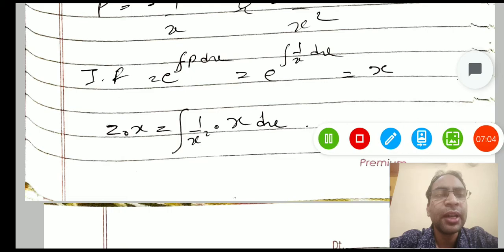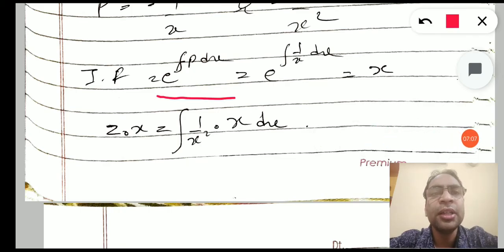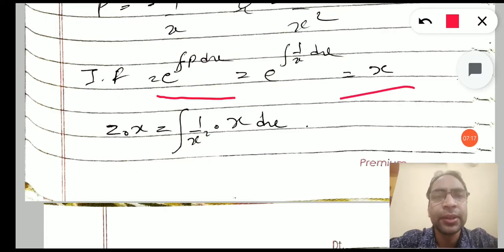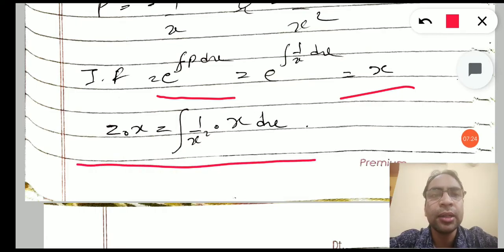Here the integrating factor will be e to the power integral of p dx, where p is the term we have just calculated. The integral of 1 upon x will be log of x, and e to the power log of x will finally be x. So the integrating factor comes to be x. Now we need to multiply this with z and write the solution. So we need to recall the solution.